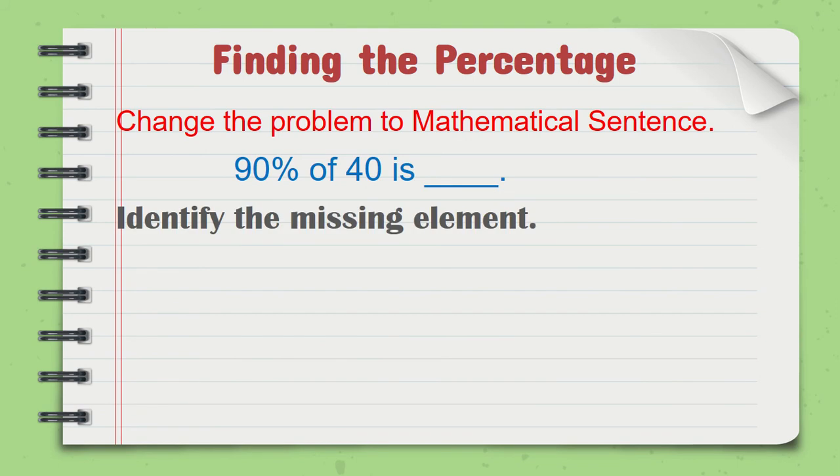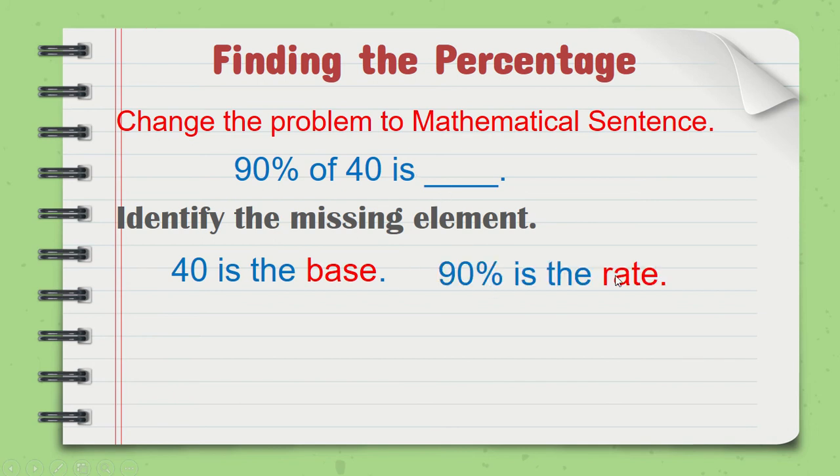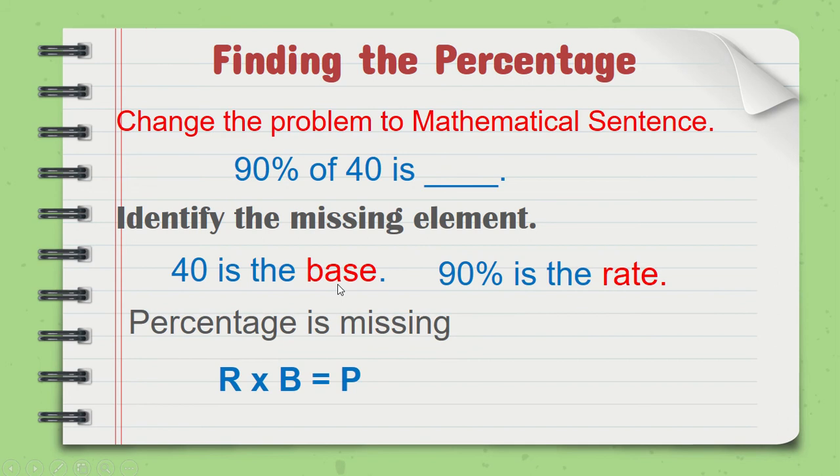Let's identify the missing element. If 40 is the base, 90% is the rate, percentage is missing. So to find the percentage, we use this formula. Rate times base equals percentage. We can also write that as this one. Percentage equals rate times base.